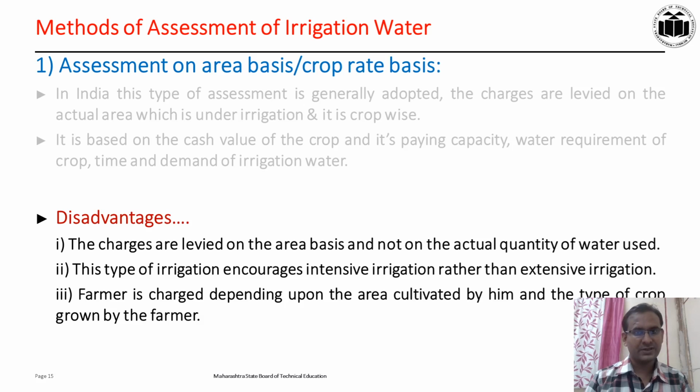It has some disadvantages. Number 1, the charges are levied on the area basis and not on the actual quantity of the water used. This type of irrigation encourages intensive irrigation rather than extensive irrigation. The farmer is charged depending upon the area cultivated by him and the type of the crop grown by the farmer.